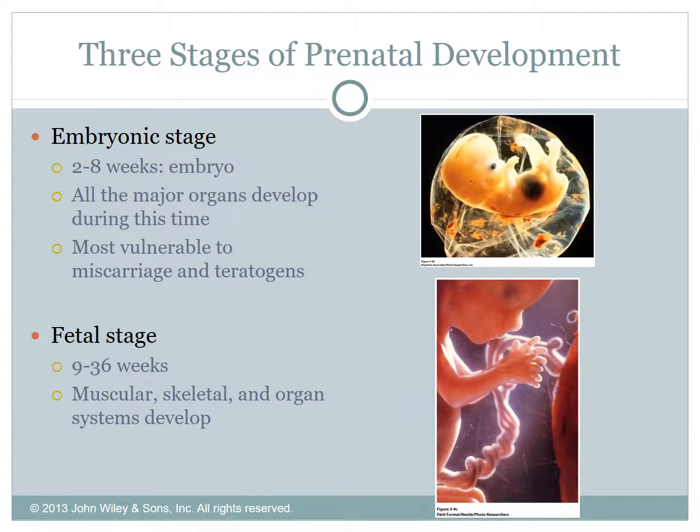Once it implants, we enter the embryonic stage. The zygote, now called a blastocyst, begins to develop into an embryo. Embryos don't look terribly human for the most part, but over these next 6 weeks or so, the embryo very rapidly develops. Now, this 2-week barrier is actually really important.